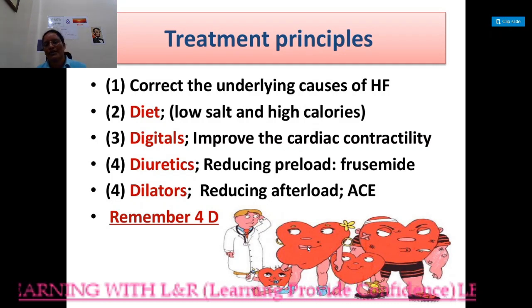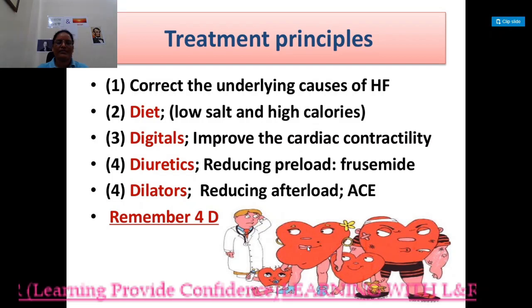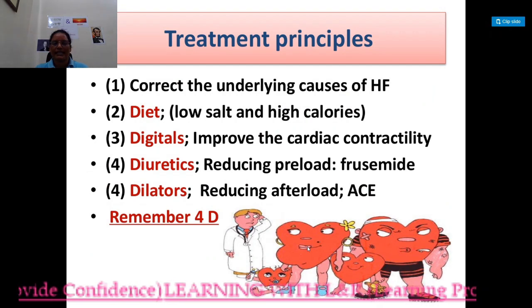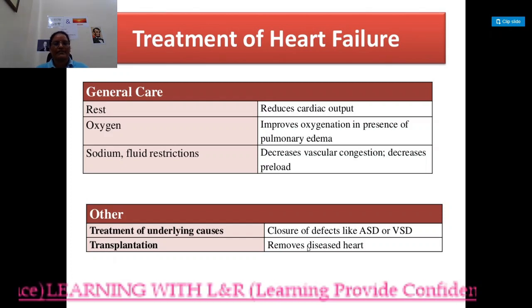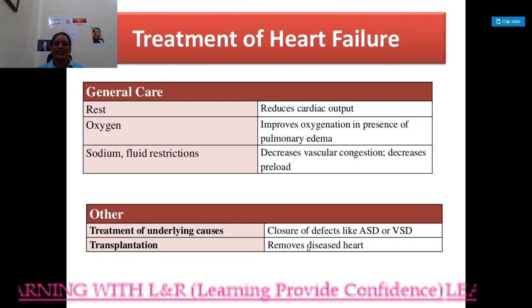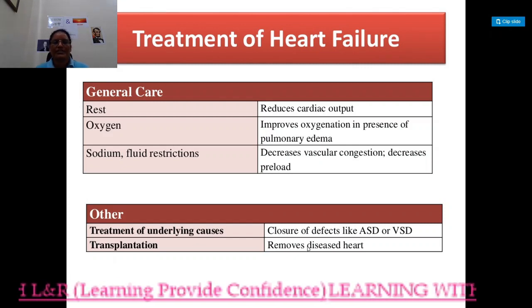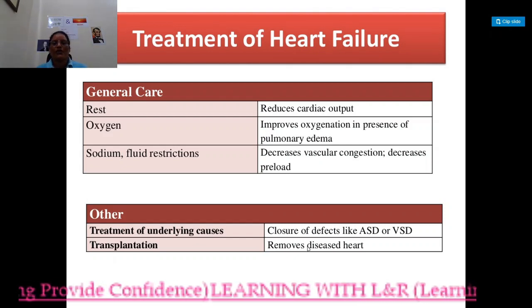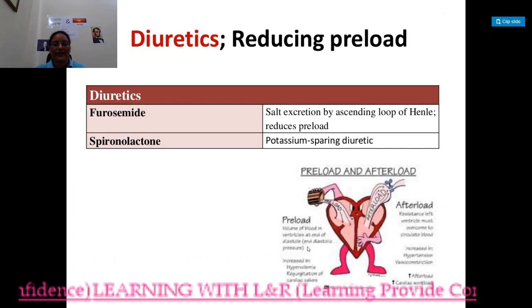Diuretics to reduce preload. Which kind of diuretic is given to the patient? That is furosemide. Dilators reduce afterload, ACE inhibitors. Then remember 4D: digitalis, diuretics and dilators. Then next is treatment of heart failure. General care: rest, so that cardiac output is reduced. Then oxygen, to improve oxygenation in the presence of pulmonary edema. Sodium and fluid restriction decrease vascular congestion and decrease preload. Other treatment of underlying causes: closure of defects like ASD or VSD, and transplantation, which removes the diseased heart.